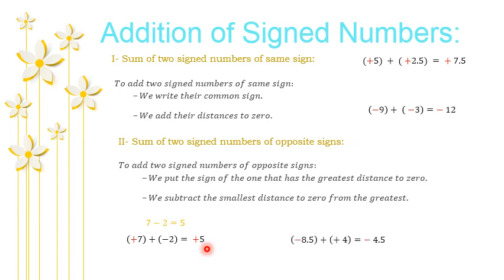Okay? Another example, -8.5 plus 4. The bigger number has a negative sign, so I have to write minus. Then, let's find the difference. 8.5 minus 4 is 4.5. So the total answer is -4.5.